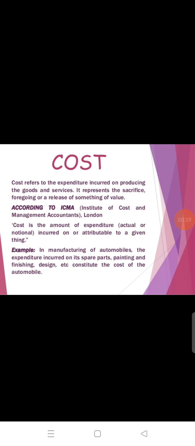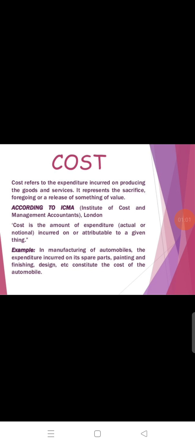For example, the cost of making a chair. When you make one chair, you spend money on materials like timber, polish, and wages paid to the carpenter. So these are all the expenditure incurred for making a chair. That is called a cost.